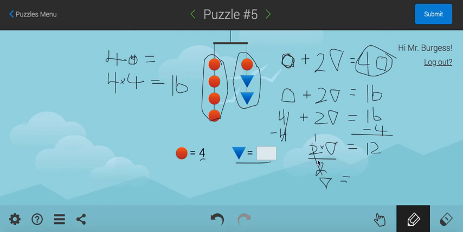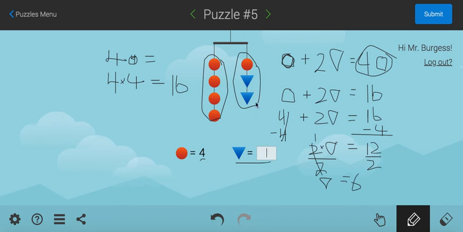I forgot part of my rule here. If I divide this side by 2, I have to divide the other side by 2. You can't just divide one side of the equation. You can't divide the left side by 2 without repeating on the right. 12 divided by 2 is 6. Our answer has to be 6.